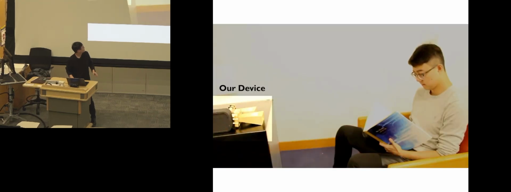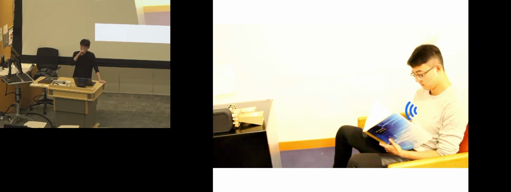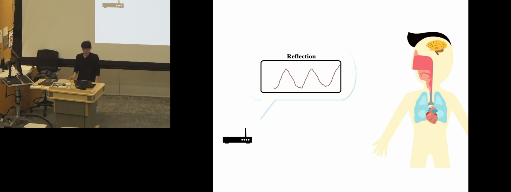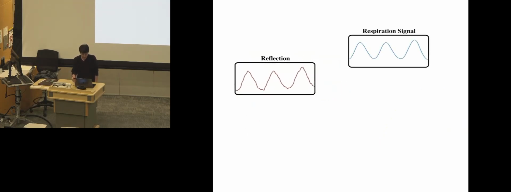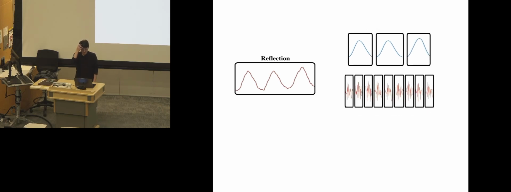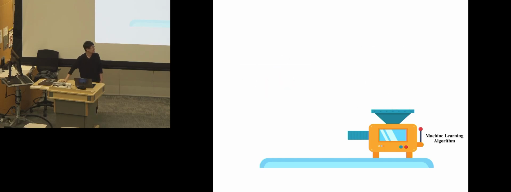This is our device. The device transmits a wireless signal which reflects off a person's body and comes back. It captures these reflections and analyzes them to infer the person's emotions. Specifically, our algorithms zoom in on the wireless reflections to extract the minute variations due to breathing and heartbeats. We then further analyze these reflections to extract the breathing signal and the heartbeat signal. We then zoom in more on these signals to obtain individual heartbeats and breathing cycles, and feed these as features into a machine learning algorithm to recognize a person's emotions.